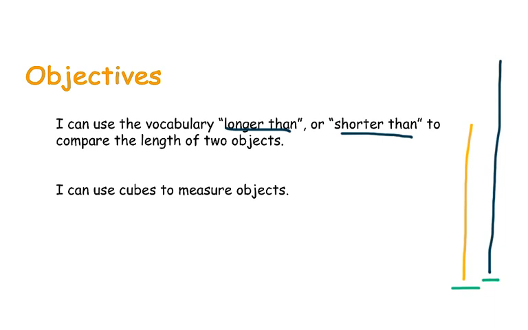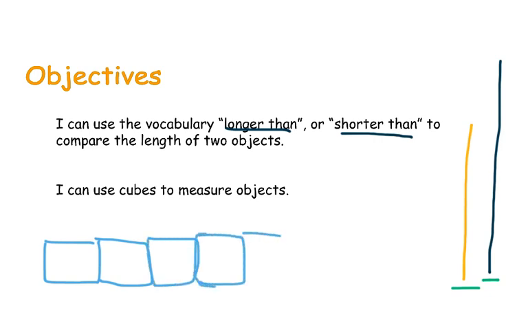Our second objective says that I can use objects to measure, I can use cubes to measure objects. So what that means is that in class we would be using these things called centimeter cubes, but at home I have added something to your packet for you to use to measure. So what yours looks like now is this. We have centimeter squares here, all in a line, and we will use that as a tool for measuring to see how long something is.